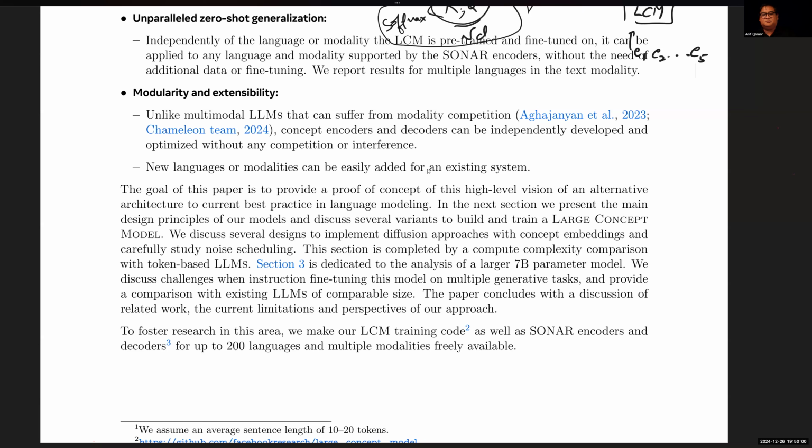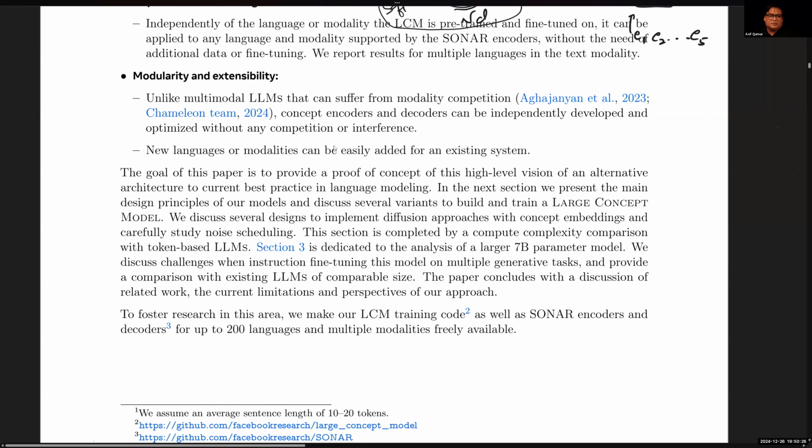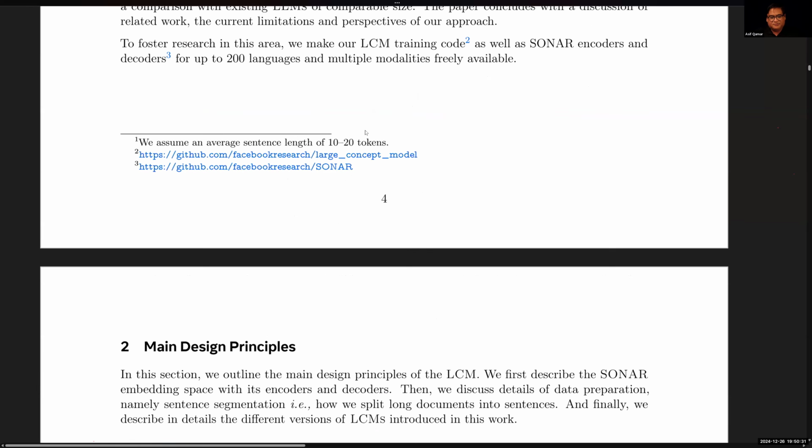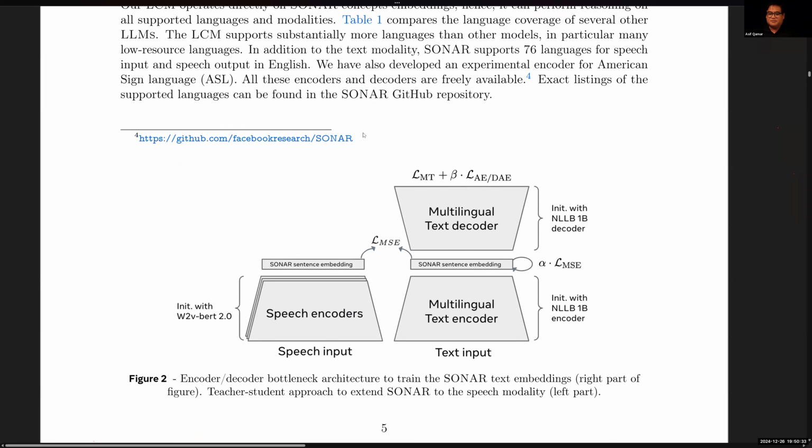Next, new languages or modalities can be easily added to an existing system. What it means is that if you have an LCM model, all you have to do is make sure that your Sonar encoder or its future variants can support your new languages. So long as they can support your new languages, essentially you get extensibility of the LCM for free, because the LCM is the inner core of it. Now the goal of this paper is to provide a proof of concept of this high-level vision, so we won't go into that. The main thing is, you got the main idea.